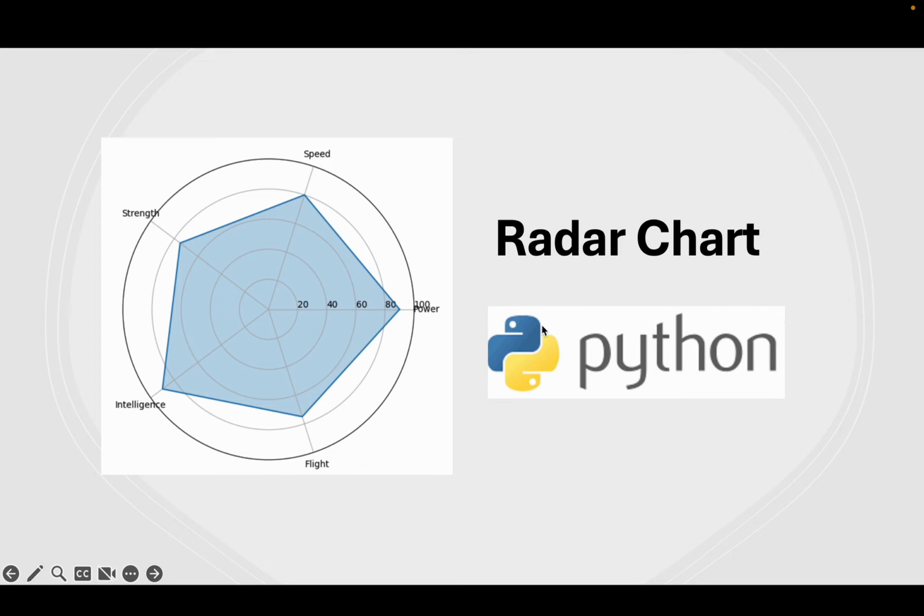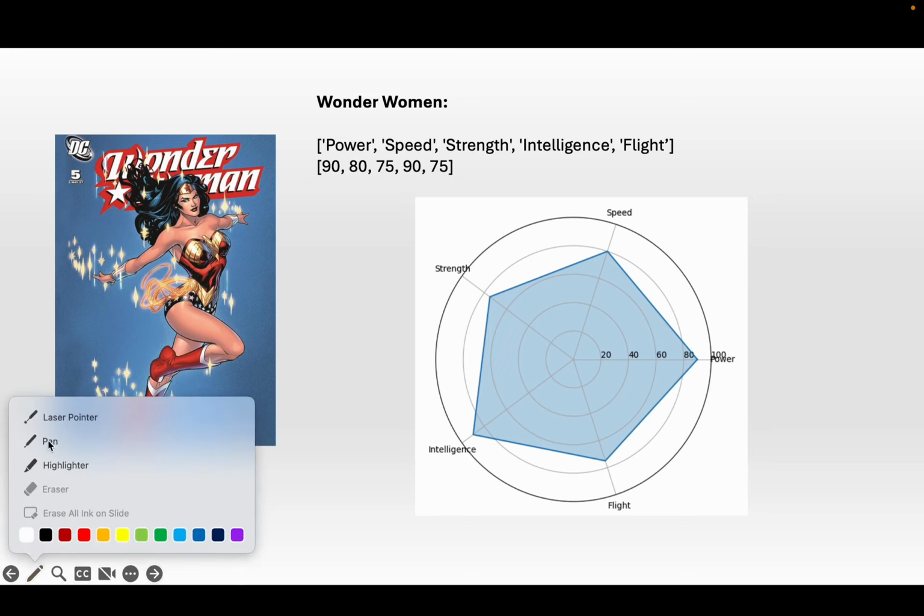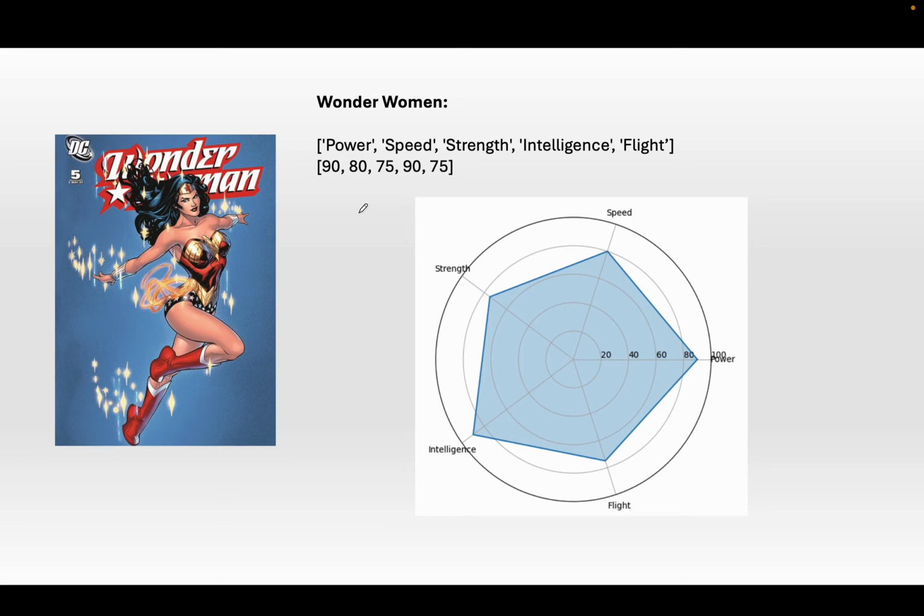Okay, first of all, I want to share a very interesting example. Let's say we want to visualize Wonder Woman's skill set. We know that Wonder Woman is one of the best superheroes in DC Comics, right? So that is why we need to use a radar chart to describe her skills.